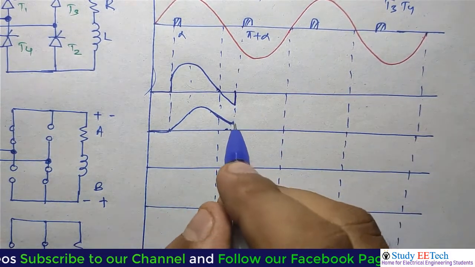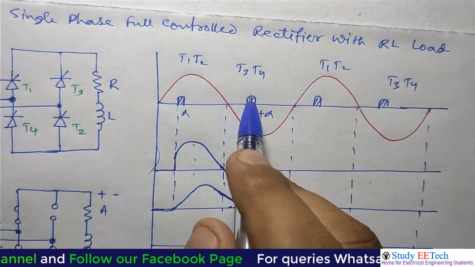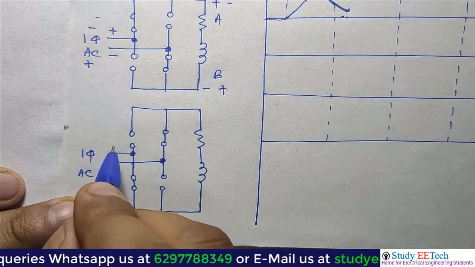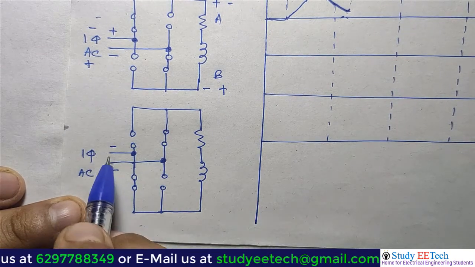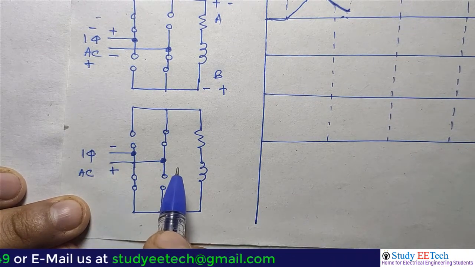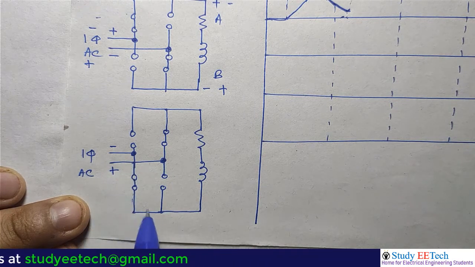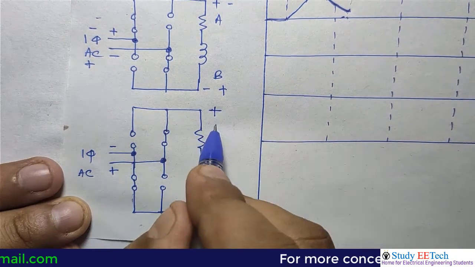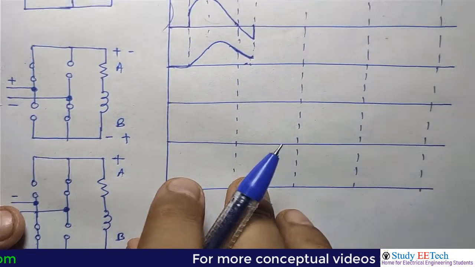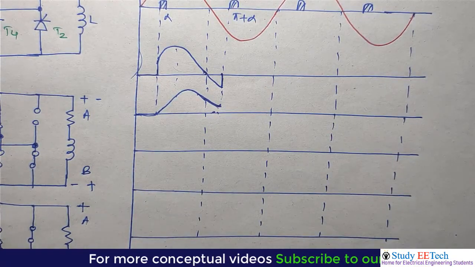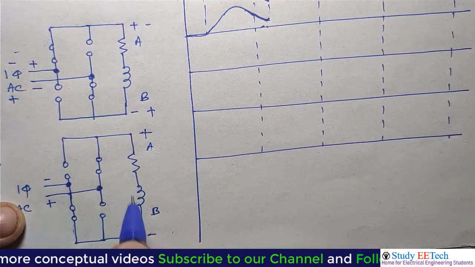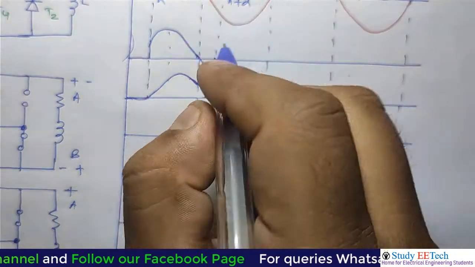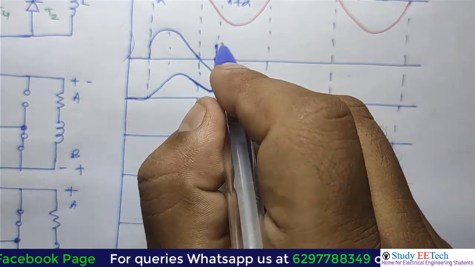And at this point suddenly T3, T4 is triggered and the equivalent circuit will be this one. This is short circuit and this is short circuit, and the polarity is negative and positive. So this negative voltage will appear at this point and this positive voltage will appear here, A and B. So we will get the same positive and negative voltages, though the supply voltage has been reversed, the output voltage will remain the same. So we will get the voltages here.